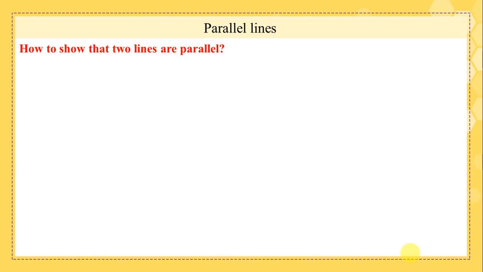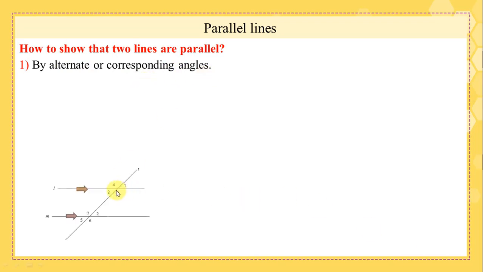Parallel lines. How to show that two lines are parallel. What do we mean by parallel? It means that they never meet. First, by alternate or corresponding angles. If we have two alternating interior angles or two corresponding angles which are equal, then the two lines are parallel.